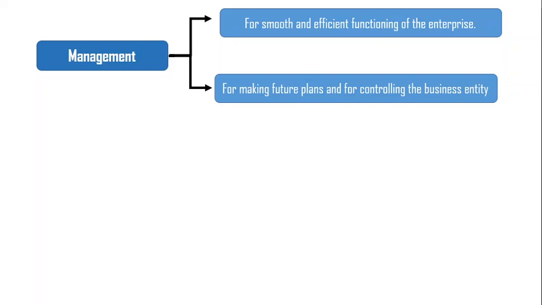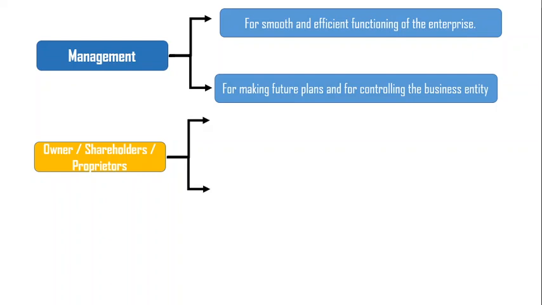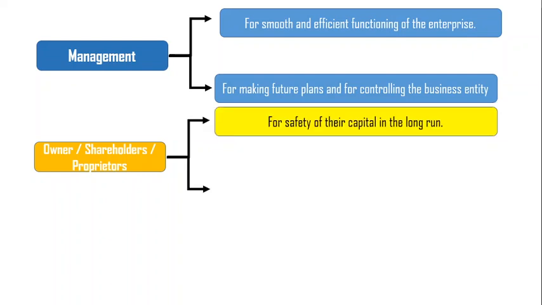Moving to the next category, they are the owners. In companies, shareholders are also owners of the business, and then proprietors, the ones who invest money into the business. The shopkeeper next to your house is a proprietor. He is the owner of a business. He has invested money into his shop. Now why does he require this accounting information? He wants to know whether his investment is safe or not.